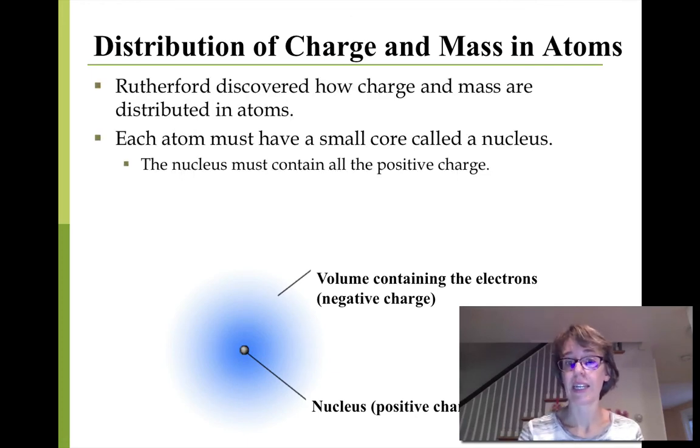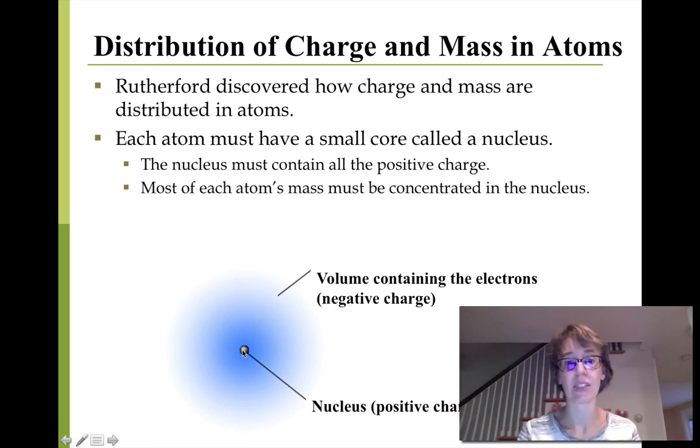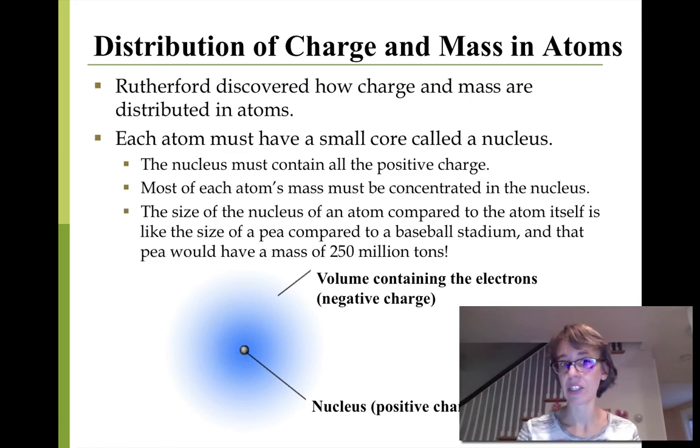So in the end, this is kind of our model that we're now working with. There's a large volume containing electrons and a very small volume containing a very dense nucleus. And an analogy I like to use here is that the size of the nucleus of an atom compared to the atom itself is like the size of a pea in a baseball stadium. And if you were to scale up the atom to the size of a baseball stadium, the pea, the nucleus, would have a mass of 250 million tons. That's how dense the nucleus is of the atom.